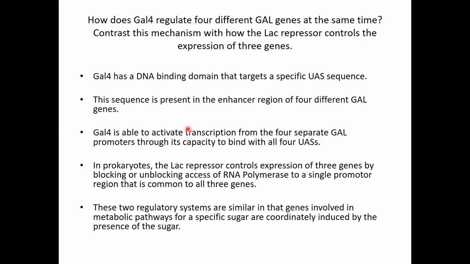These 2 regulatory systems are similar in that genes involved in metabolic pathways for a specific sugar are coordinately induced by the presence of the sugar. So whether it's galactose or lactose, whichever one is present, they end up breaking it down, depending on the levels of the sugar itself that they process.